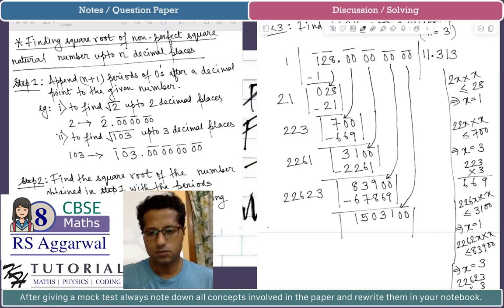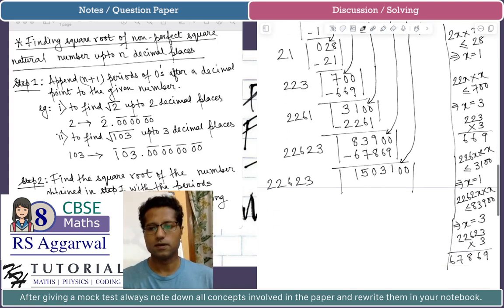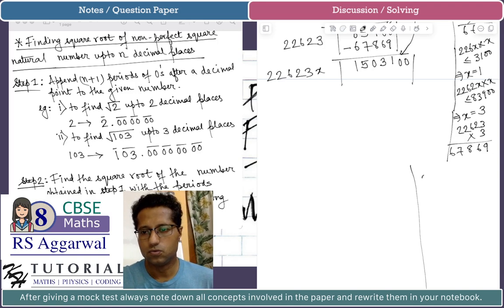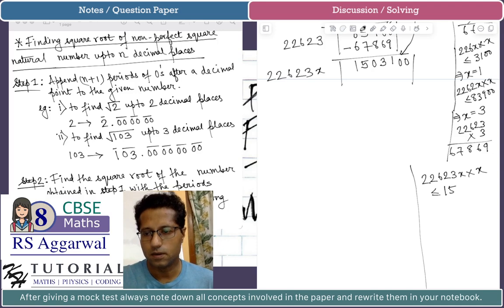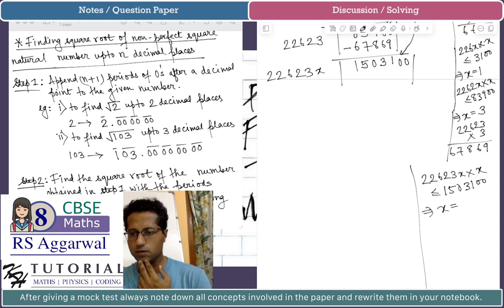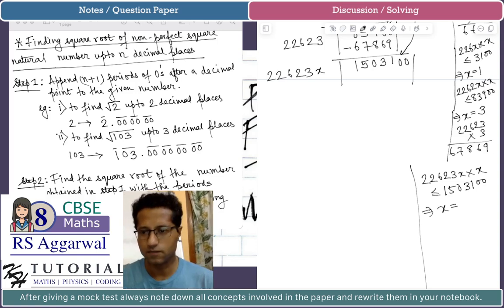The next partial divisor will be whatever the quotient is, ignoring the decimal point, multiplied by 2. So that becomes 22623. Okay. So now again we have to find x such that 22623x multiplied by x is less than or equal to 1503100. So what will x be? Can x be 7? No, x is 6. Yeah, I think it will be 6.